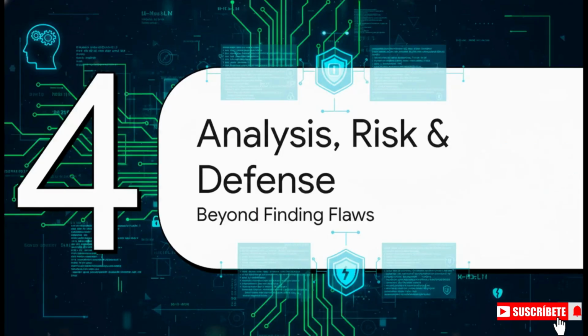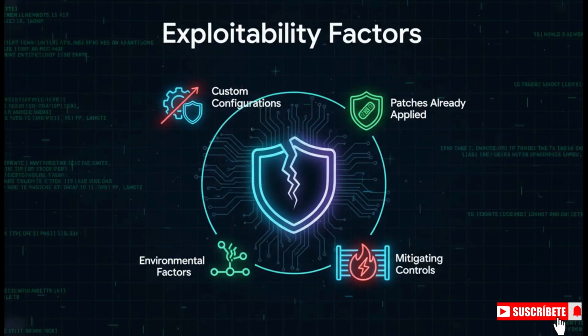Okay, for our last section, let's talk about what happens after you find something. Because the real skill isn't just about finding vulnerabilities. It's about understanding their context, their actual risk, and then seeing the whole picture from the defender's point of view. So why isn't every high CVSS score a complete disaster? Well, context is everything.